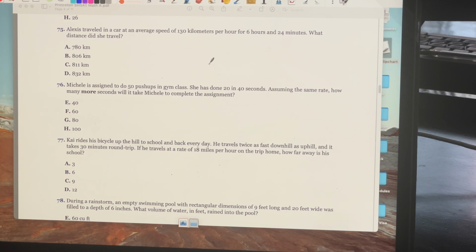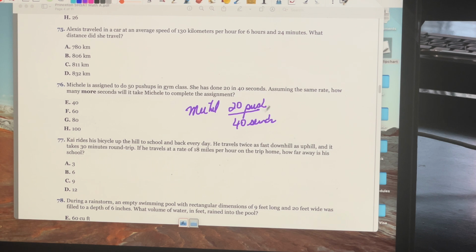Okay. What number was that? 75, 76. Michelle's assigned 50 push-ups in gym class. She has done 20 in 40 seconds. So Michelle does 20 push-ups in 40 seconds. Assuming the same rate, how many more seconds will it take to complete the set? Okay, she needs 30 more.